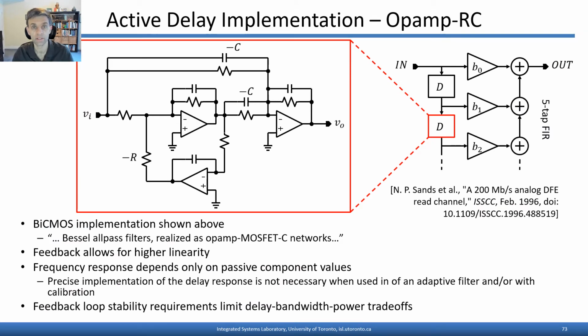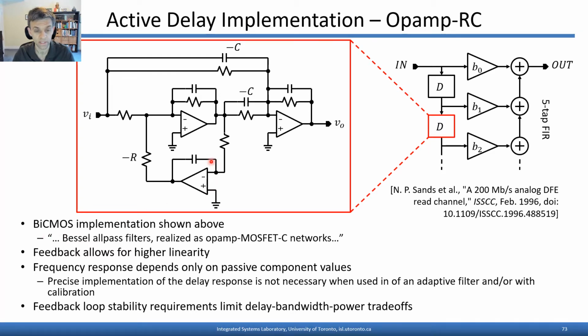Now, the implementation of analog broadband delays with active circuits has a long history. Here's an example from ISSCC 1996, where active delay circuits were used to realize a 5-tap adaptive FIR filter. Each of the delay circuits itself was realized as shown here. It's essentially an Opamp-RC circuit that's synthesized to provide a Bessel Allpass response. The amplifiers themselves were realized with CMOS technology.